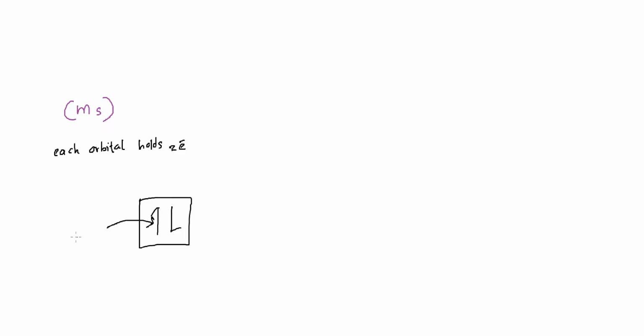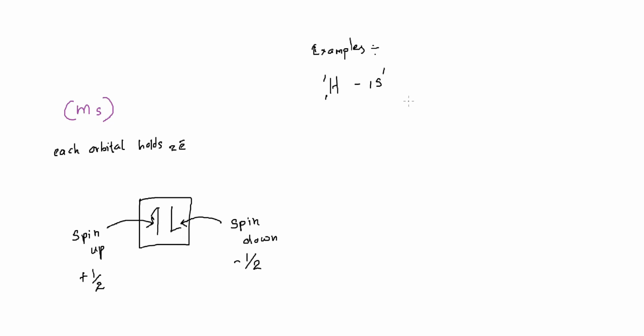The fourth and final quantum number is the spin quantum number, denoted by ms. According to Hund's rule, each orbital can hold a maximum of 2 electrons, but their spins must be opposite, one with a spin of positive half and the other with negative half. This is important because even if 2 electrons share the same orbital, they cannot have the same set of quantum numbers due to their opposite spins.